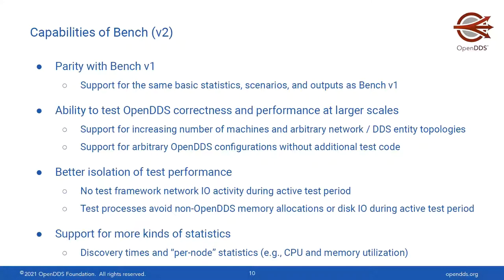We also have better support for isolation between the test framework and the test processes themselves. And we've taken pains to not introduce performance degrading operations like memory allocations and disk IO in the statistics gathering portions of the tests. And now Bench has support for statistics on things like discovery times, which it didn't before, and also for things like per node statistics. So for example, CPU utilization for the machines that may be running the test processes.